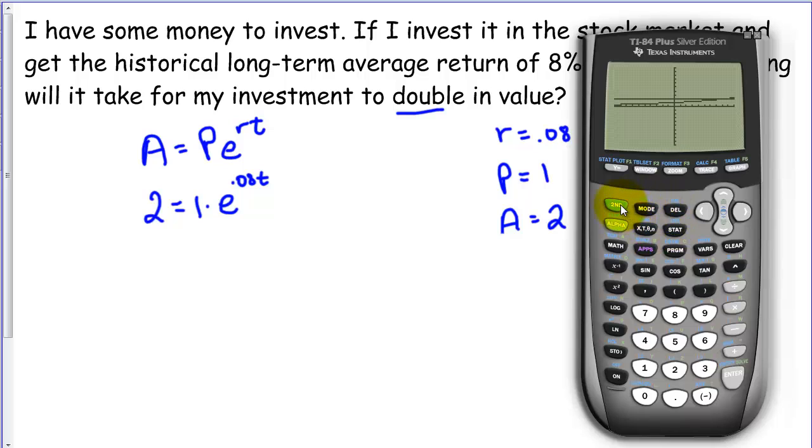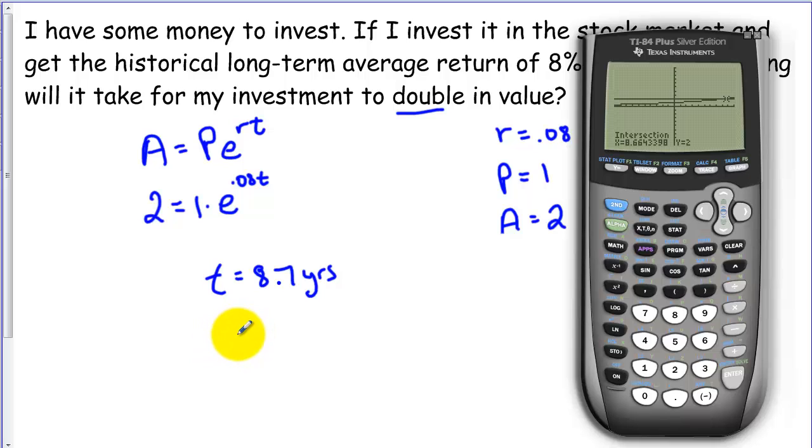And again, we're going to find the intersection. So second calc, item 5. Move out to near where the intersection is. It's somewhere around there. And press enter 3 times. Enter, enter, enter. And we get about 8.7 years. So t is going to be approximately 8.7 years.